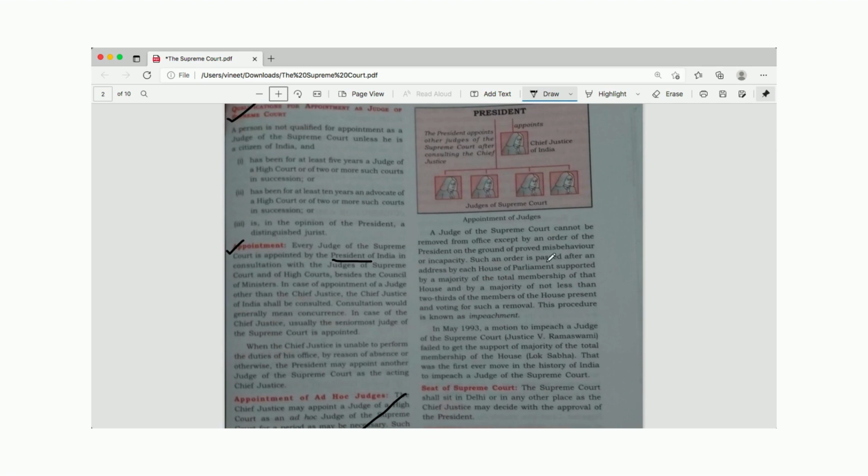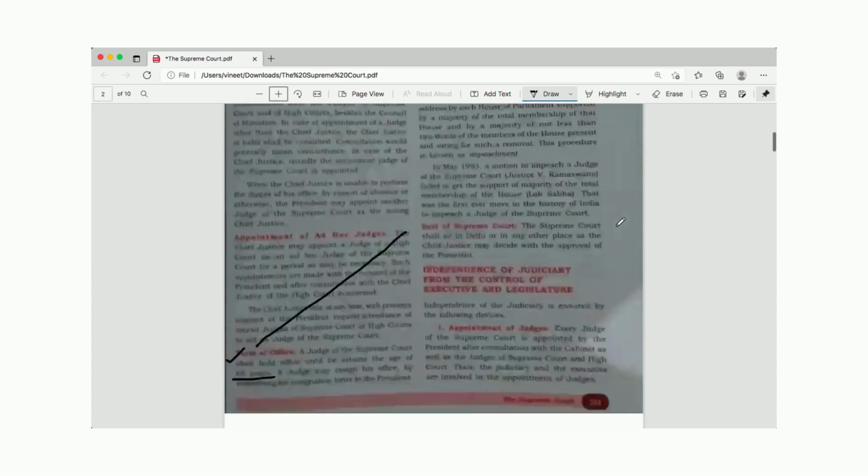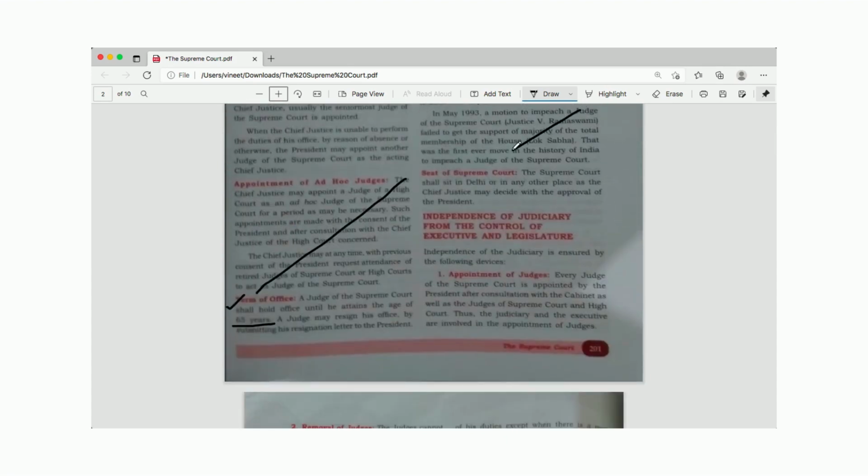Then there is a process of impeachment given here. You will do this as well. These examples you don't need to do, so you can cancel it. The seat of the Supreme Court is in New Delhi. That also you should know. Now, all these points of independence of judiciary from the control of executive and legislature are cancelled. So easily you can cancel this out.